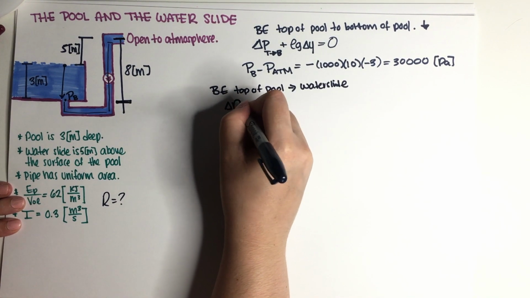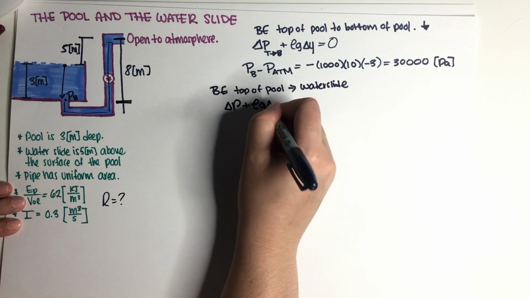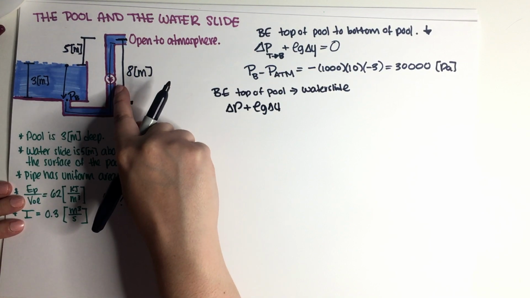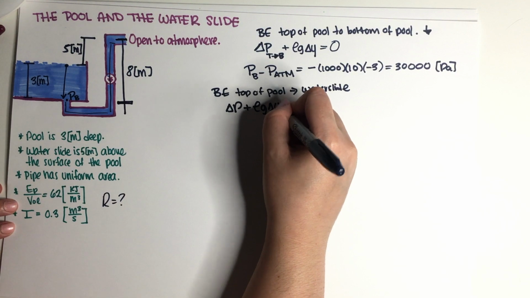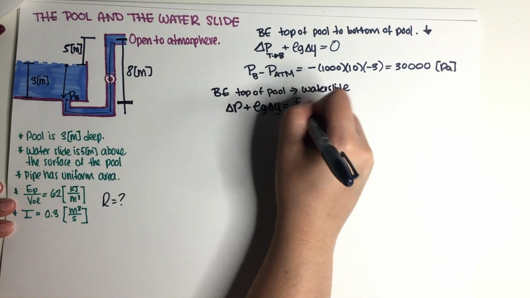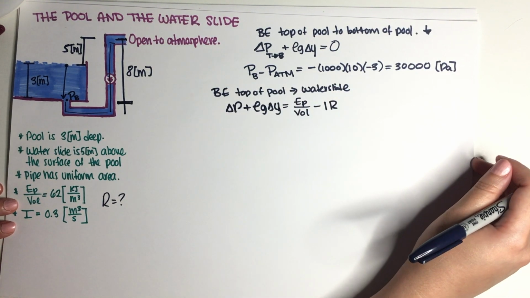So delta P plus rho g change in height. Now if I take this route, I'm actually encountering first of all a resistance, which is the thing that I have to find, but I also have a pump over here. So this is E pump divided by volume minus IR, like this.